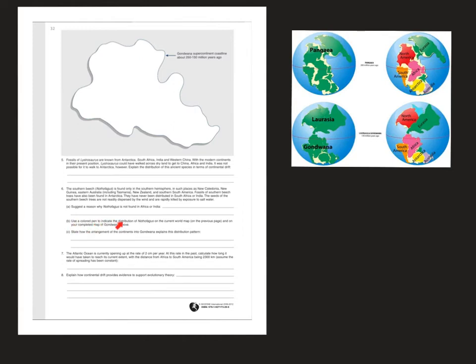Use a colored pen to indicate the distribution of the fungus in the current world map on the previous page and on your completed map of Gondwana above. So if you were going to place this plant, you would probably do it here, right?